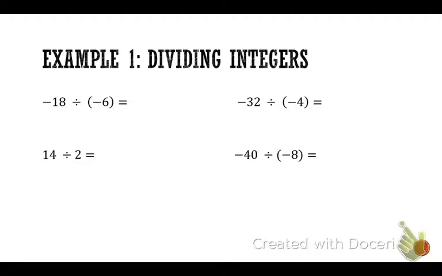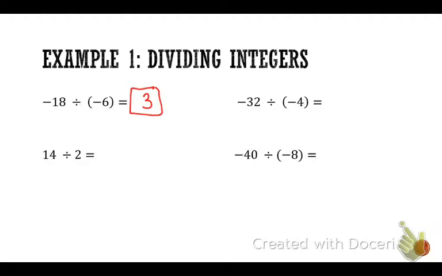What's 18 divided by 6? 3. And then, will my answer be positive or negative 3? Why is it positive 3? Because there are 2 negatives and 2 is an even number. Okay? 2 negatives, even number of negatives is a positive answer. All right, I want you to try the other 3. I'm going to give you guys just about a minute to see if you can get the other 3.